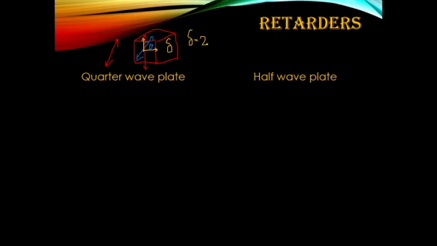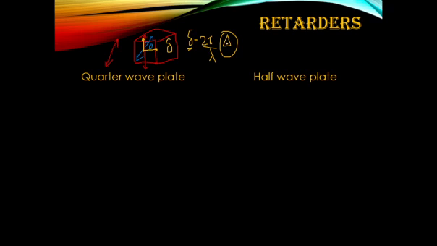Phase difference is given by 2 pi by lambda into path difference. So whenever you can control the path difference, you can tune this value, and hence you can tune the amount of retardation that is going to happen. Okay, so how do you tune this?